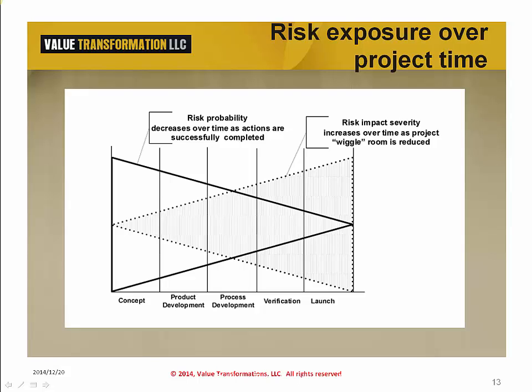The other dimension is severity. As we make decisions and spend money, we put the project on a path that will preclude certain other decisions. We effectively reduce the operating area for the project or some of the actions we can take in response to trauma or risks. As this wiggle room decreases, the consequences of a risk become more severe.